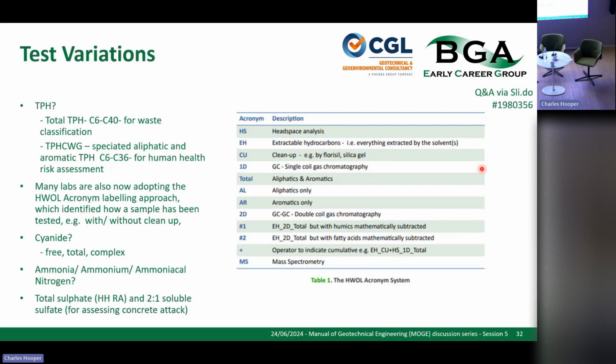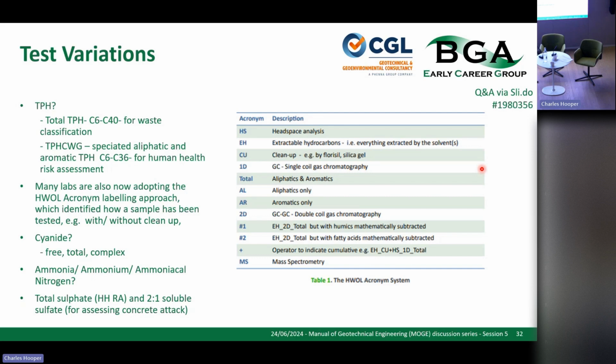One way around that is a recent innovation by Hazardous Waste Online, HWOL. And they have come up with an acronym system, which I've shown on the right-hand side here on the screen. And I think they've got about 12 labs now signed up to this. So if you find after your sample, there's a whole load of letters. So say after your VOCs, you've got HS, that means that it's been a headspace analysis. And then CU relates to its cleanup. Has it gone through a silica gel or a Florisil screen, which takes out, if you like, the natural organics, the humics, leaving the petroleum hydrocarbons behind?